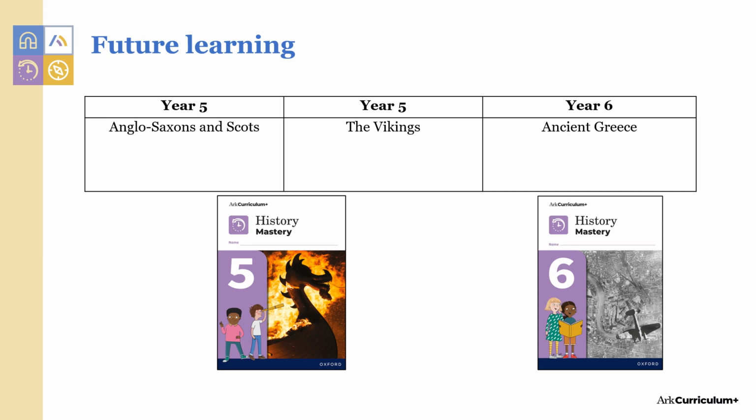Although all units will support pupils with historical understanding, the main units we have highlighted as supporting this one are the Year 5 units, Anglo-Saxons and Scots and the Vikings, and the Year 6 unit, Ancient Greece. For more detail on the links between the units and the progression of this knowledge, please refer to the Unit Planning Guide and History Progression document.